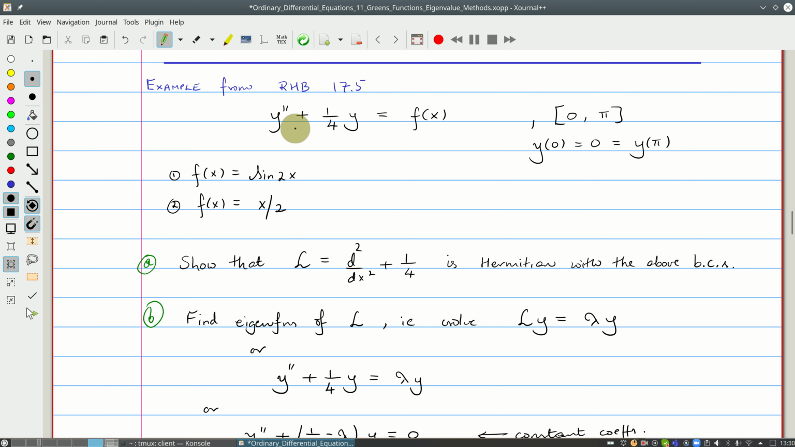Here's your differential equation: y double prime plus 1/4 y is equal to f of x in 0 to pi, and with the boundary conditions y of 0 is 0 and y of pi is 0. And we have two source functions which we're going to work through. So the very first thing you should do is to show that this operator L is Hermitian with the above boundary conditions. Because why do we need to do that?